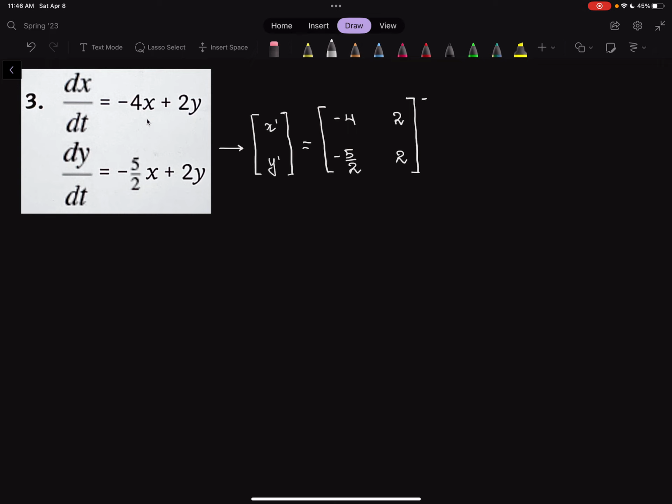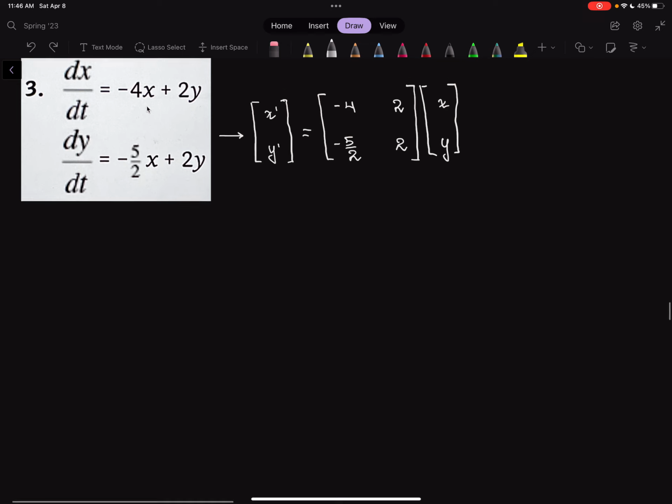And then we have x and y. This might be the hardest step, realizing that this x goes with this column. And so you see right here why we lined it up. But once you get the hang of it, that should become second nature.